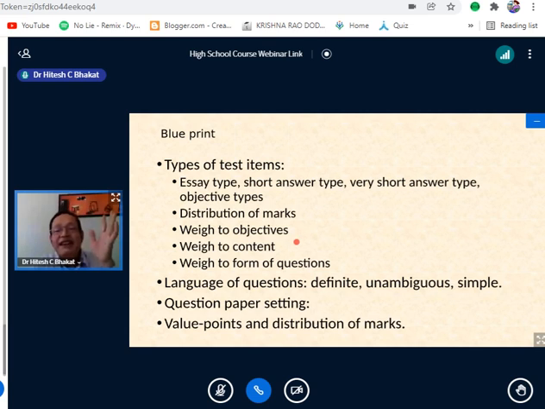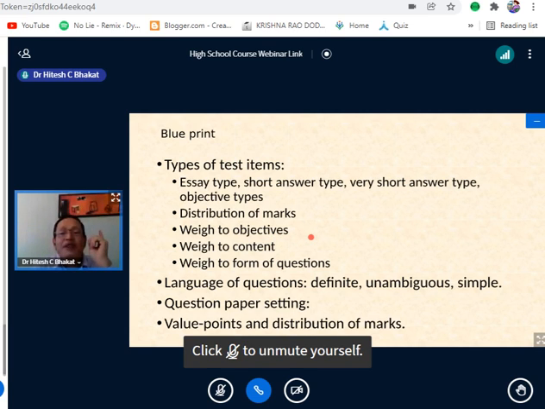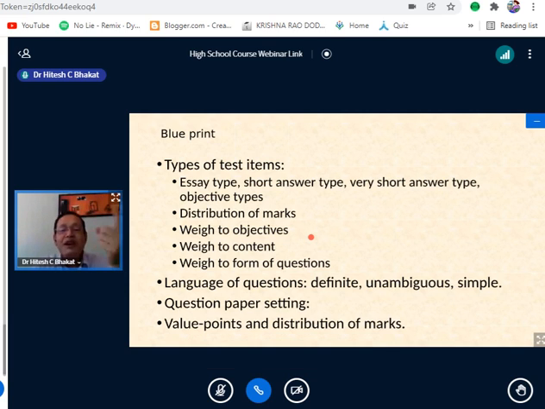All right? And then weightage to objective. How much mark on knowledge questions, how much on comprehension questions, how much on expression questions. And again, content, all right? How much mark on unit number one, how much on unit number two, how much on unit number three, four, five, six, seven, something like this. So this we'll talk about.